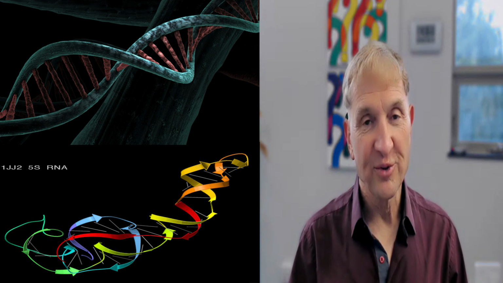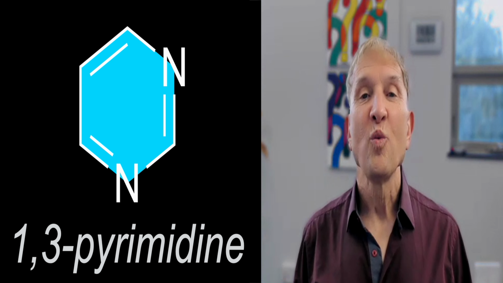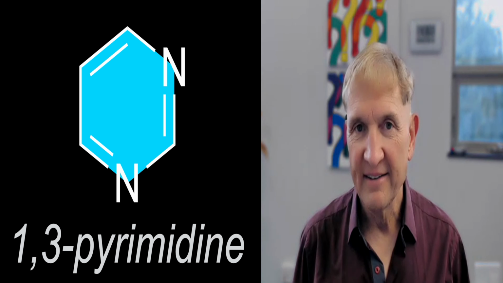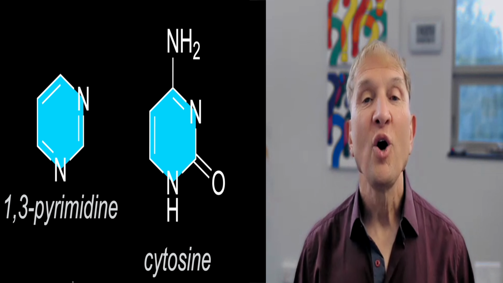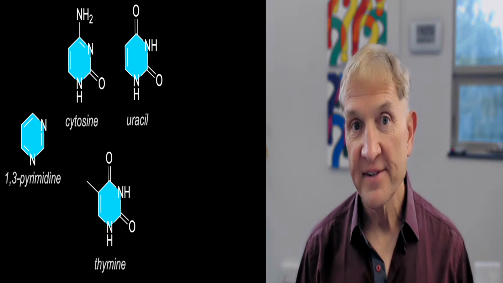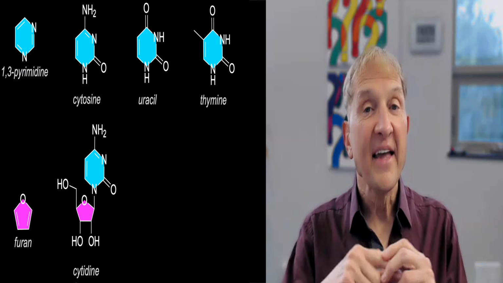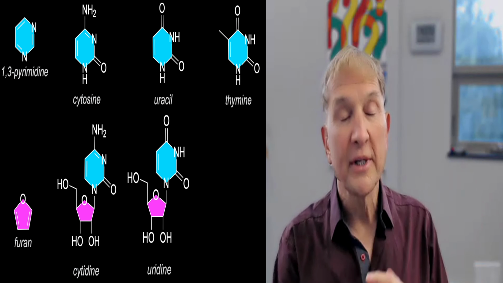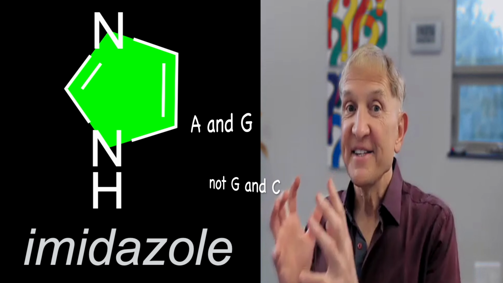And they also contain another heterocycle. So what heterocycles do we need to remember for that? The first one is 1,3-pyrimidine. This structure here. U, C, and T all are pyrimidine nucleic acid bases because their heterocycles look like this and they have that 1,3-pyrimidine type structure.